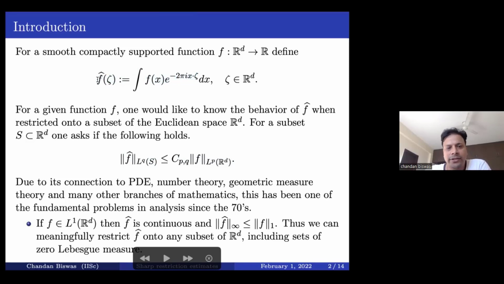When f is in L^1, this is obviously bounded in L^infinity. In fact, the L^infinity norm of f hat is bounded by the L^1 norm of f. Thus we can meaningfully restrict the Fourier transform of an L^1 function onto any subset of R^d, including sets of Lebesgue measure 0 in R^d.